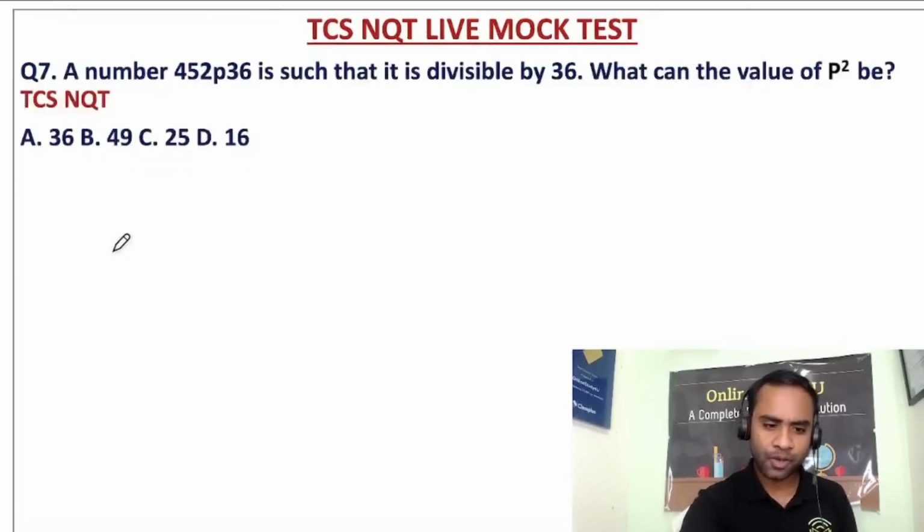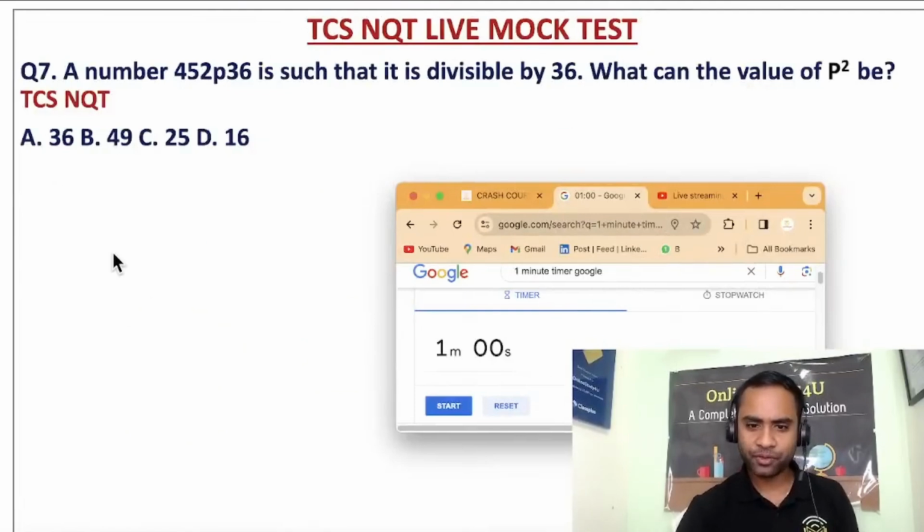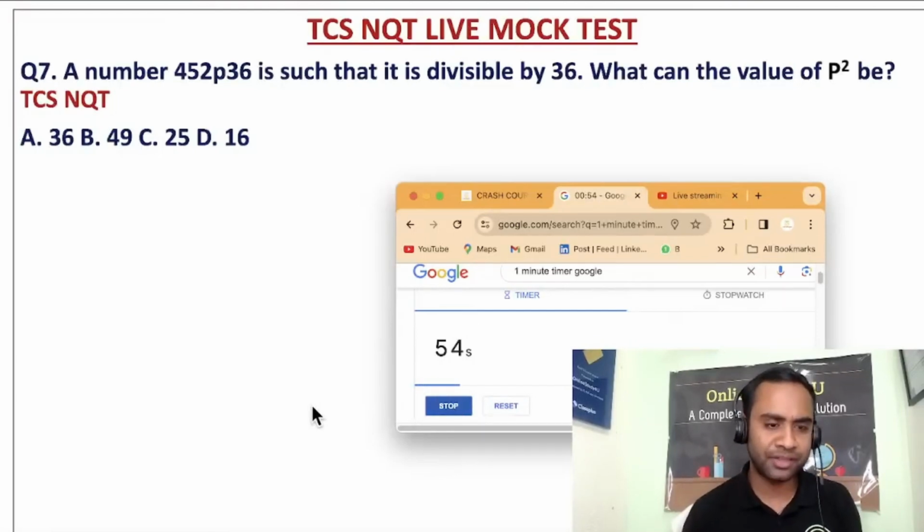Okay, chalo, next question. This is again a TCS question, and your time starts now. So please solve and tell me the answer.